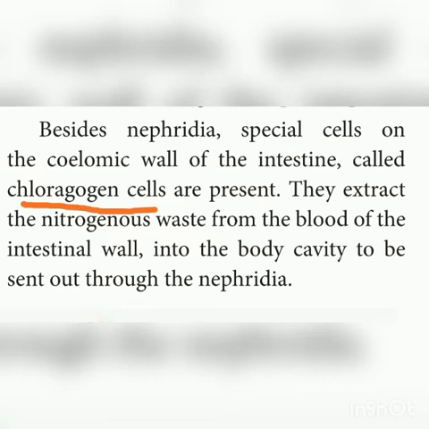This is a one-mark question. So what are chloragogen cells? Besides nephridia, there are special cells on the coelomic wall of the intestine. So that is called chloragogen cells. They extract the nitrogenous waste from the blood of the intestinal wall into the body cavity to be sent out through the nephridia. So the nitrogenous waste is separated from the blood, sent through the intestinal wall into the body cavity, and from there sent out through the nephridia. So that's all about the excretory system of earthworm.